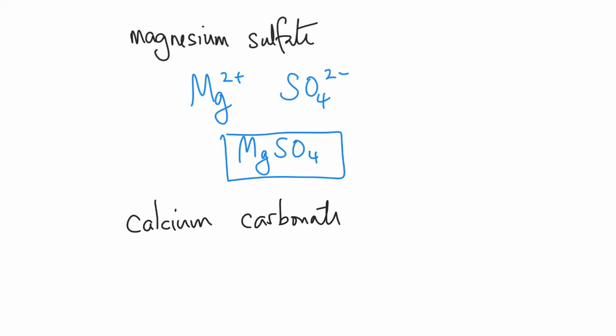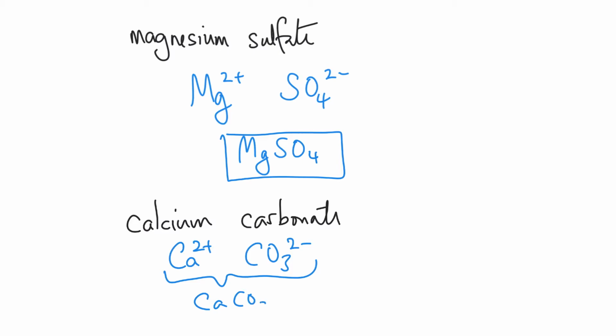Okay, if you've unpaused, calcium is Ca2+, it's in group 2, carbonate CO3 2-. So just like before, they have equal and opposite charges. So 1 to 1 is totally fine. So CaCO3. Okay, let's go to a new slide.